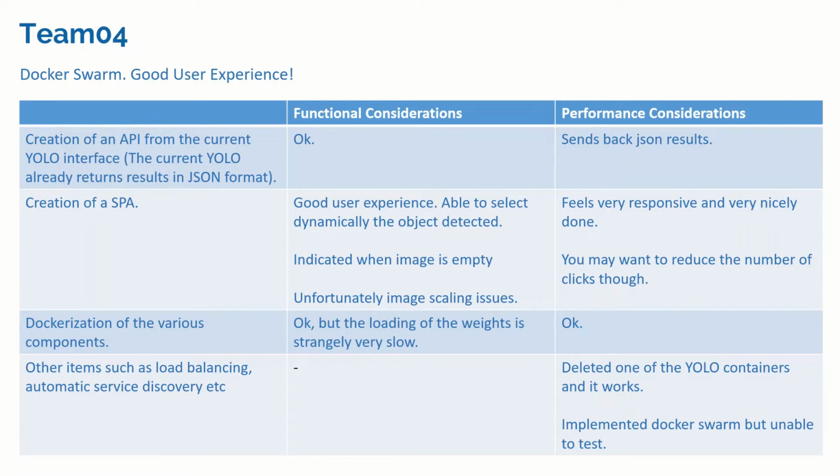Doing Dockerization was fine, but the loading of weights was a bit slow. I don't know why, but it's fine. Deleted one of the YOLO containers and it works. For this, what happened was that they had 2 versions. One version without the swarm, the other version with the swarm. The one with the swarm was deployed on RD Cloud. I unfortunately could not really test or use that as well, so that was a bit of a disappointment.